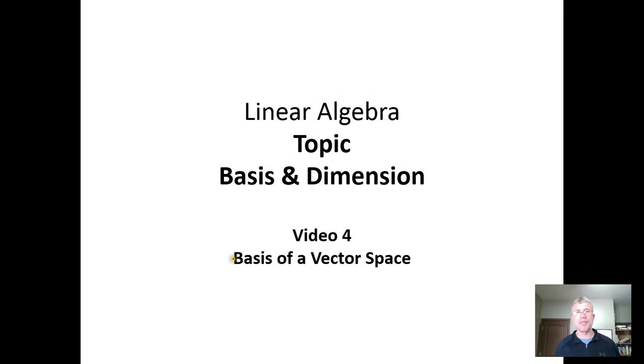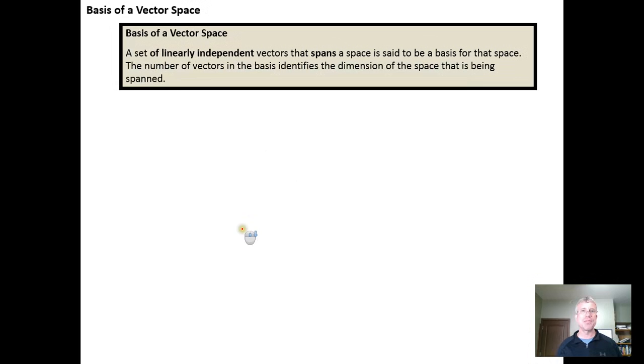So in this video we're going to identify what the basis of a vector space is. We define the basis of a vector space this way. If we have a set of linearly independent vectors that come from the vector space, and if those vectors span the vector space, then we say that that set of linearly independent vectors is a basis for the vector space. The number of linearly independent vectors that span the vector space, we identify as the dimension of the vector space.